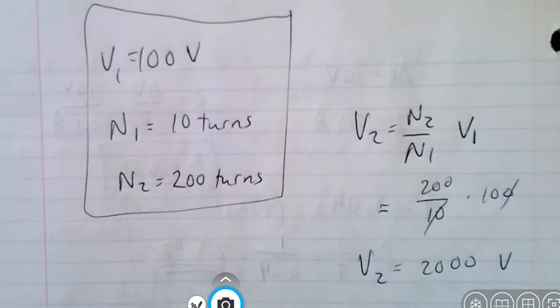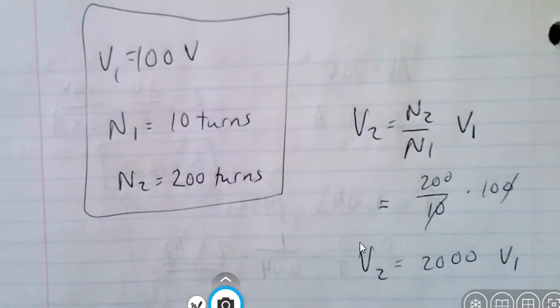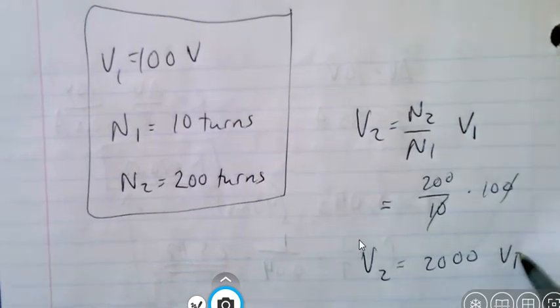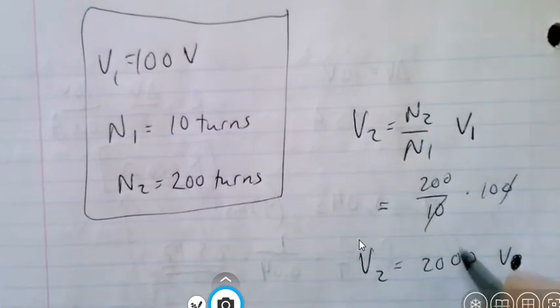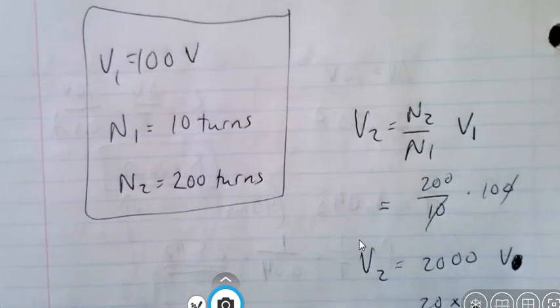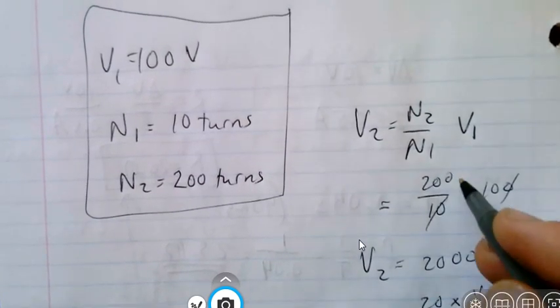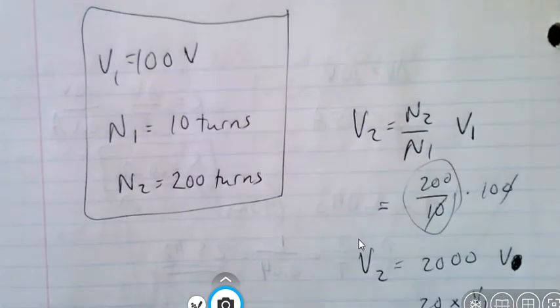So in other words, by having more turns on the second side compared with the first side, we'll be able to get a larger voltage. This will be times V1. So, I'm sorry, volts, which is actually 20 times V1, right? So you can see that the ratio here is just the ratio of N2 to N1.